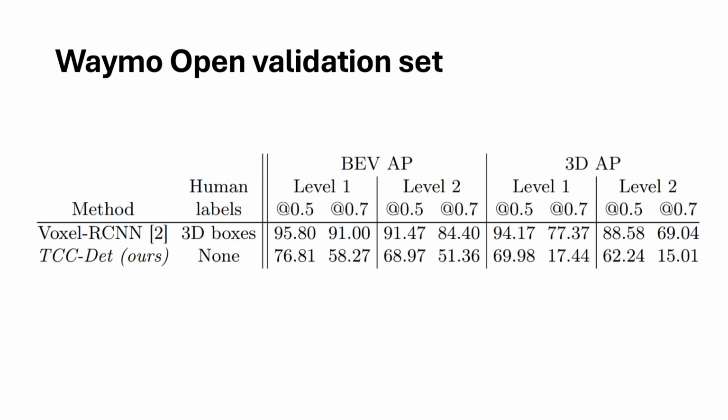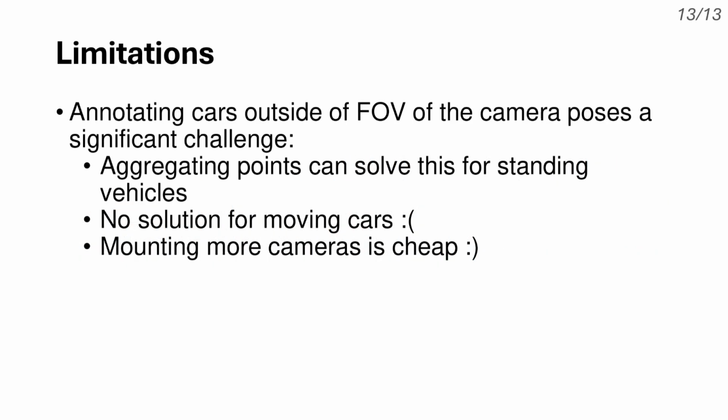We are the first weakly supervised method to evaluate on the Waymo Open Dataset. Our results show that we achieve competitive performance, particularly at 0.5 intersection over union. One of the main limitations of our method is that we cannot label cars that are outside the field of view of the cameras mounted on the vehicle. While aggregating points can help us label cars outside the field of view, this is only effective for stationary cars. However, mounting additional cameras is a relatively inexpensive solution, isn't it?